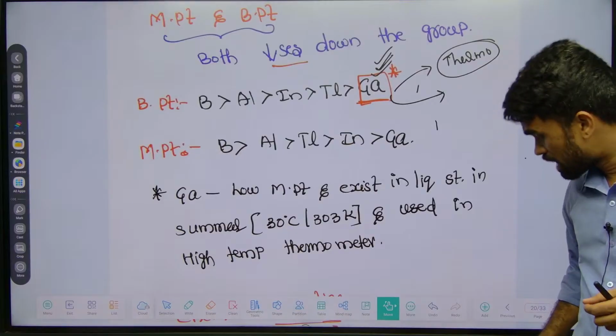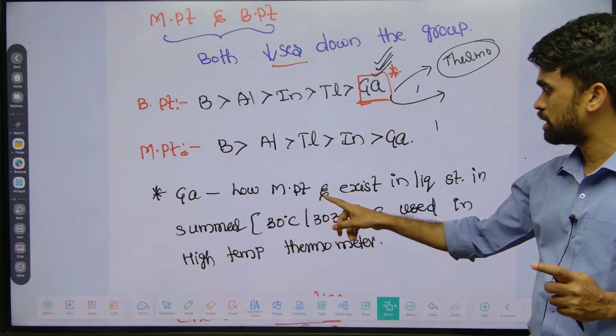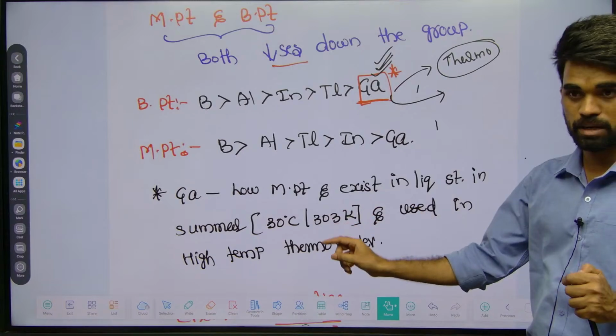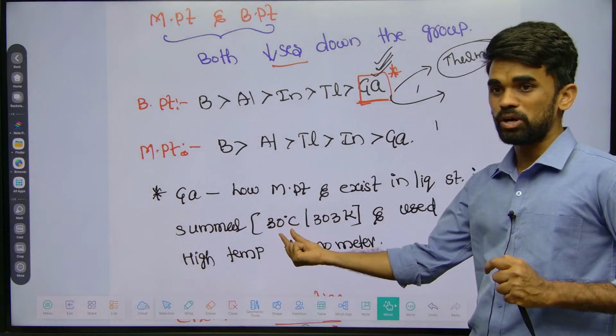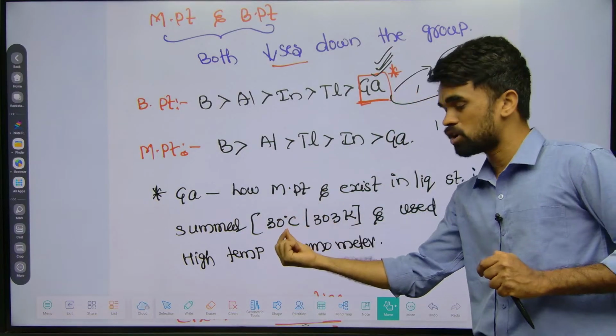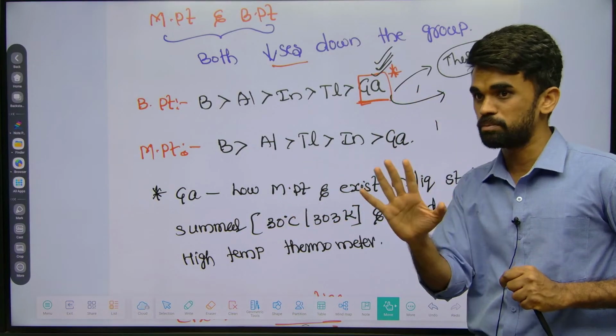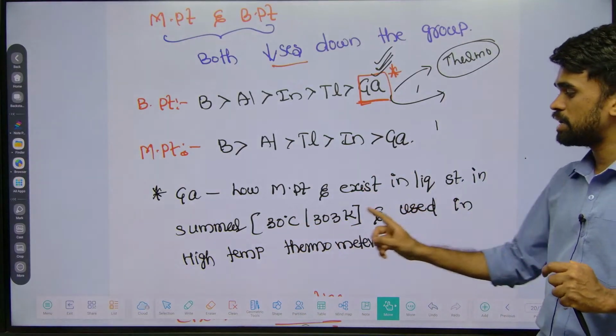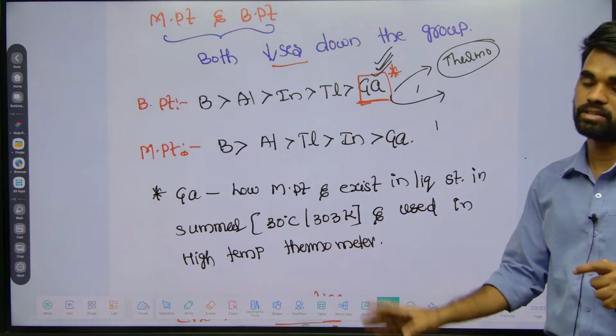Okay. So gallium, due to low melting point, exists in liquid state in summer. Specifically mentioned as summer. So what is the melting point of gallium particularly? 29.9 degrees. We can approximate it as 30 degrees for remembering purposes. 30 degrees or 303 Kelvin. Okay, and it is used in high temperature thermometers.